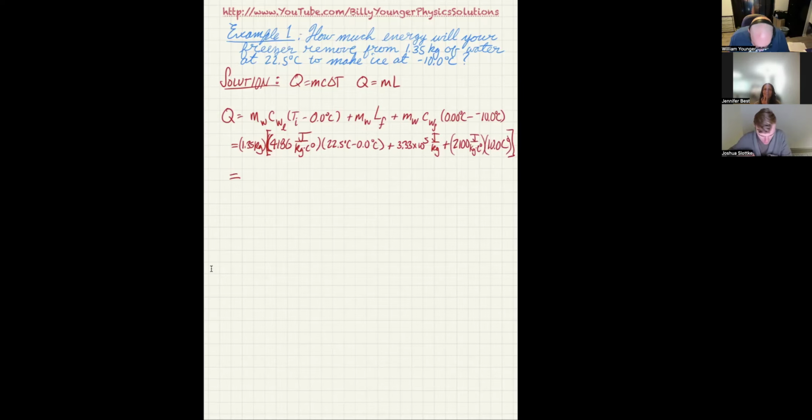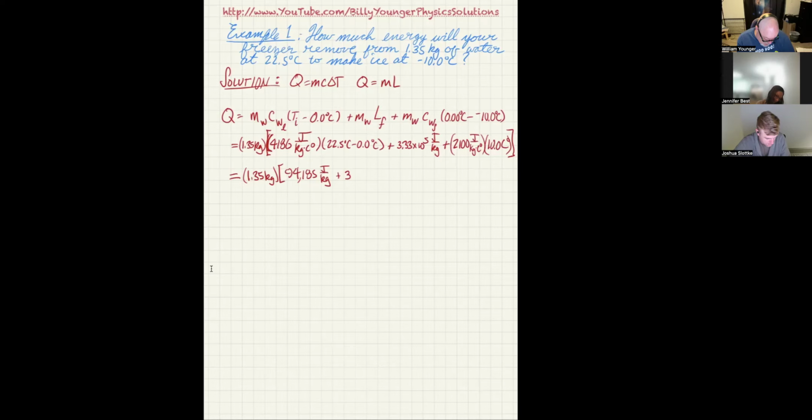But let's start off with the 1.35 out in front. I'm not doing anything with that yet till I finish up the stuff inside the square bracket. So I'm taking 4186 times 22.5, and that gives me 94,185. And that, of course, turns out to be just joules per kilogram because we're going to multiply by kilograms a little later.